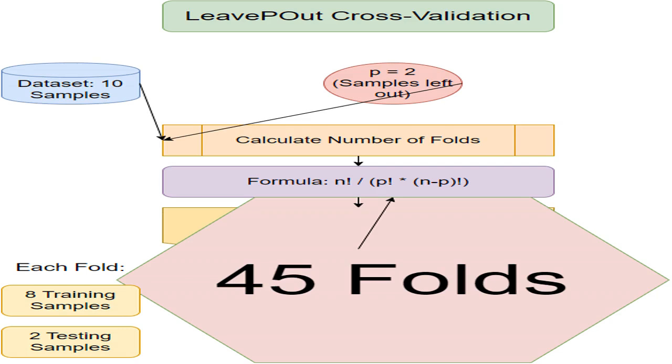The result of the calculation indicates that the LeavePOut cross-validation will generate 45 folds, or iterations.